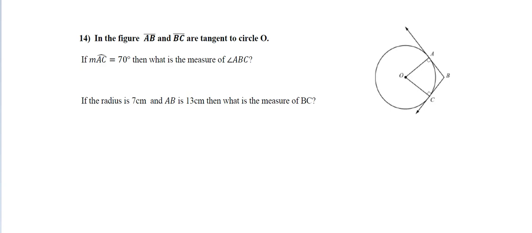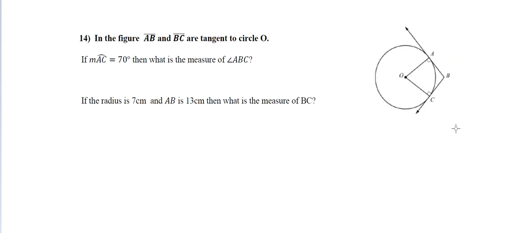Hi guys, we're going to look at question number 14. In the figure, AB and BC are tangent to circle O. If the measure of arc AC is 70, what's the measure of angle ABC, and what is the radius? So it's two questions. Let's go ahead and duplicate this image so that we have it.